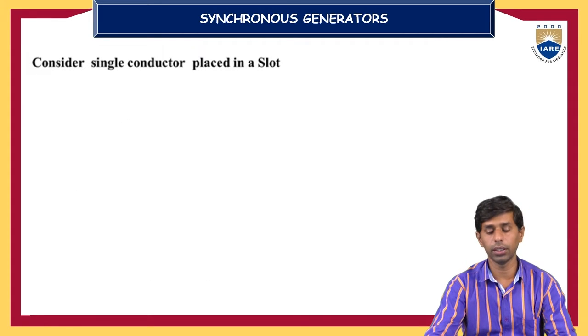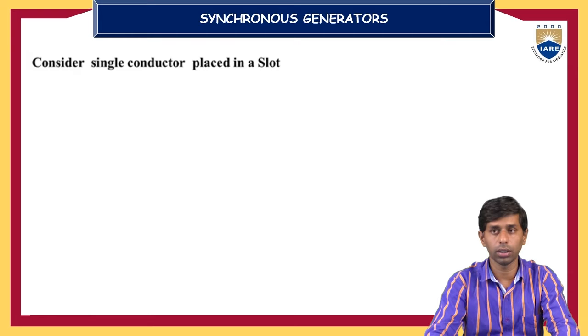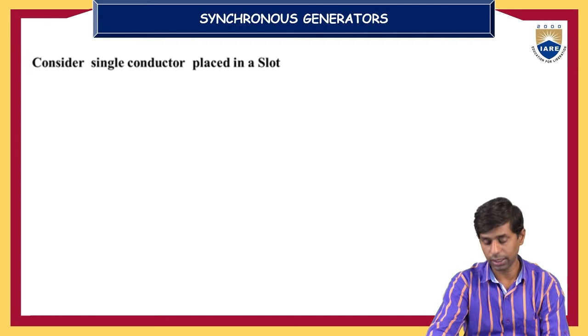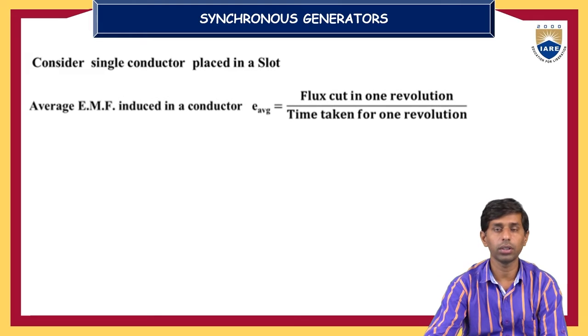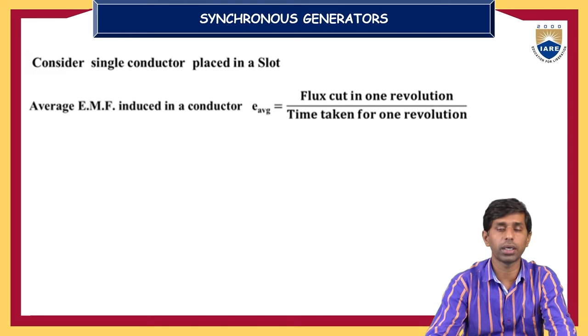Consider a concentrated winding and a single coil. Consider a single conductor placed in a slot, one conductor in a slot, and by assuming it as a concentrated winding, I will derive the expression for EMF. Later we will discuss the effect of distributed winding as well as the short pitched winding.